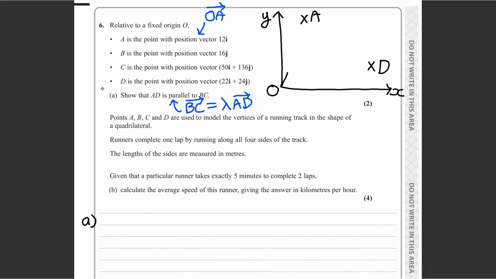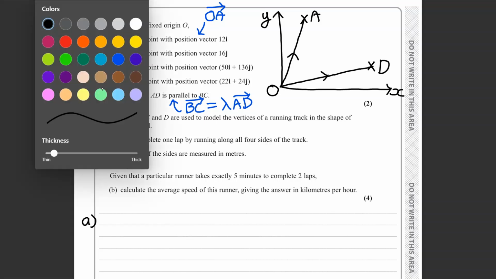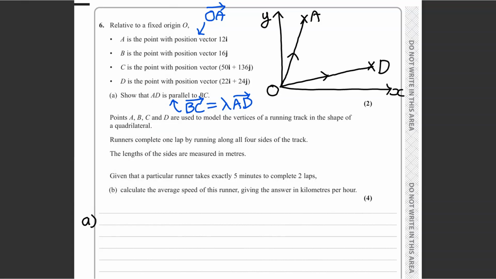So the vector OA is going to be this here, going in this direction, and the vector OD, so the position vector of D, is going to be going in this direction here, okay? So we need to find the vector AD, so going from A to D in this direction here.